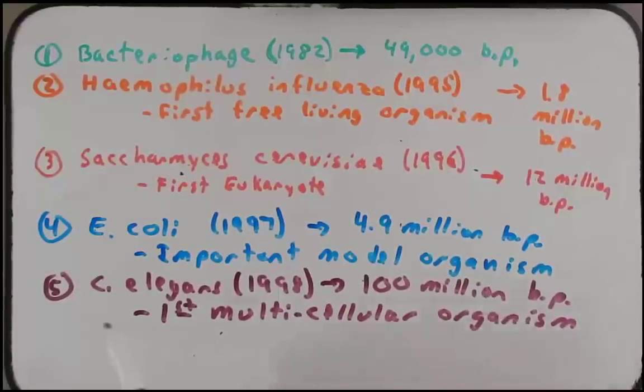In fact, much of what they learned about sequencing the C. elegans genome, they used to really speed up the sequencing of the human genome. So really, without C. elegans being sequenced, it would have taken a lot longer for the human genome to be sequenced.